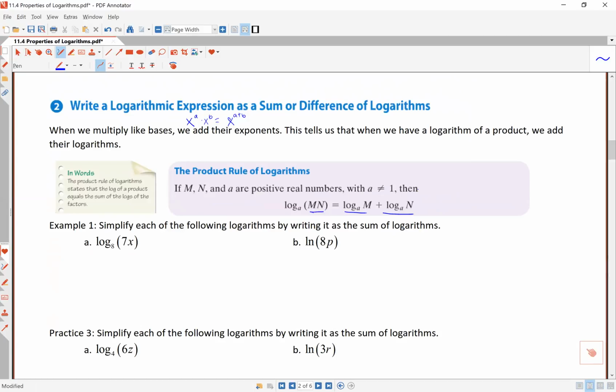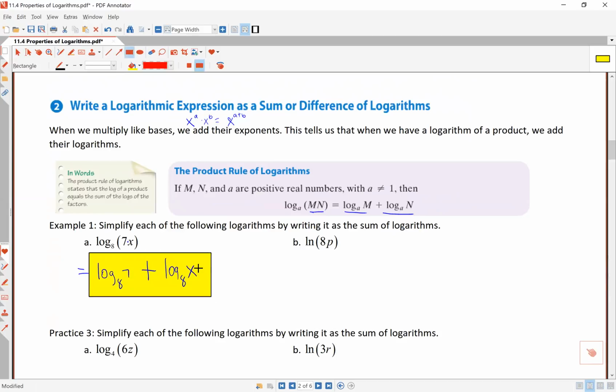So it says the log of a product, where a product inside of a log becomes the sum of the two logs. Log of a product of two things says we split it up as a sum of the logs of each piece. Log base 8 of 7 plus log base 8 of x. Natural log is a logarithm, and so the natural log of a product, natural log of 8p, is the sum of the natural log of 8 and the natural log of p.